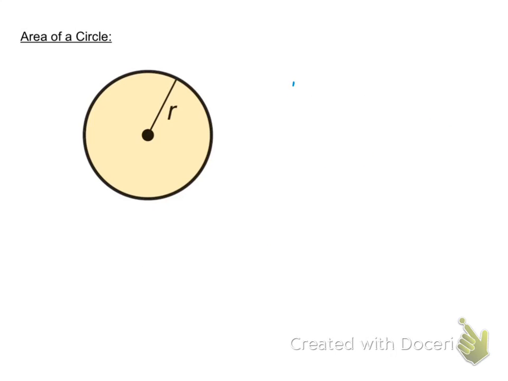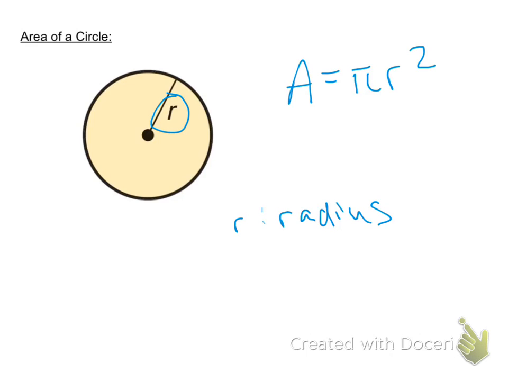Area of a circle. To find the area of a circle, we're going to use an equation that you've probably seen for a while, which is pi r squared. R stands for the radius. So this is probably not new. It's probably something you've used for a while, but in order to find the area, we need the radius. So that's probably not the new thing.